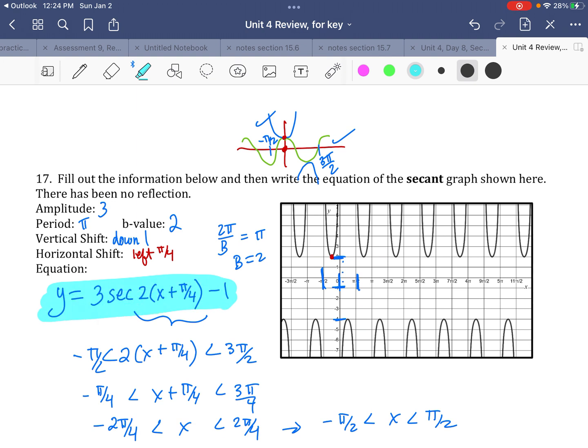And there is our equation. Now, of course, this part right here could have been different, but everything else should match. You could have a different horizontal shift, but that's just the one I noticed. We could have also gone to the right by 3 pi over 4, but it's just easier to do this one, I think. All right, that's it.